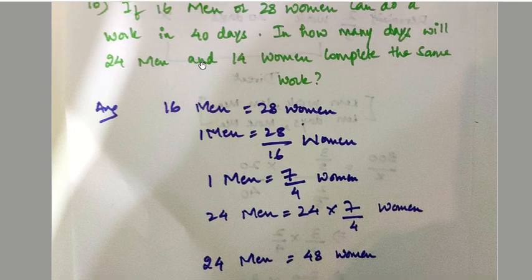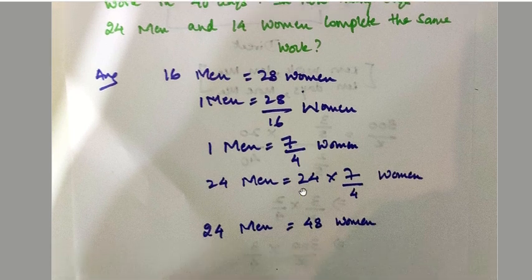So 16 men is equal to 28 women. So 1 man is equal to 28 divided by 16. So when it comes to the other side, it becomes a division sign. So 1 man is equal to 7 by 4 women. So 24 men is equal to 24 into 7 by 4 women.